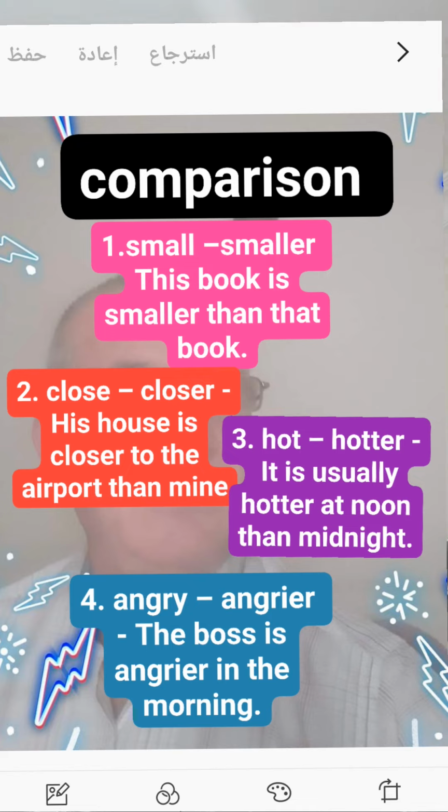Example number 2, close, closer. Close is an adjective, and closer is a comparative form. We have just added ER to the end of the adjective. His house is closer to the airport than mine. This is a comparative form. We have his house and my house, do you see? Two things, and we are concerned with their distance from the airport.